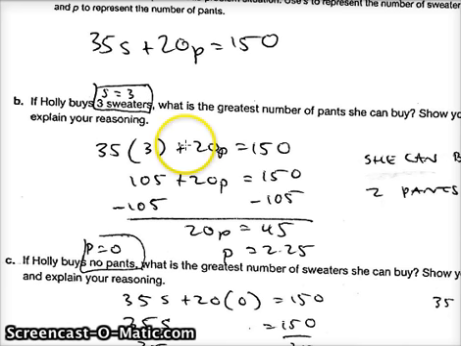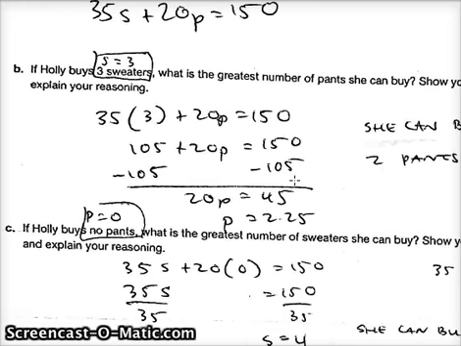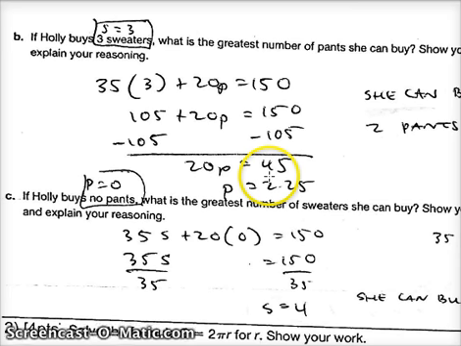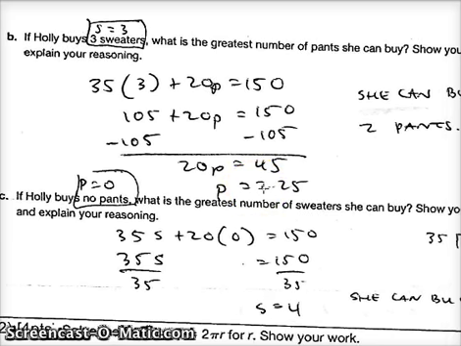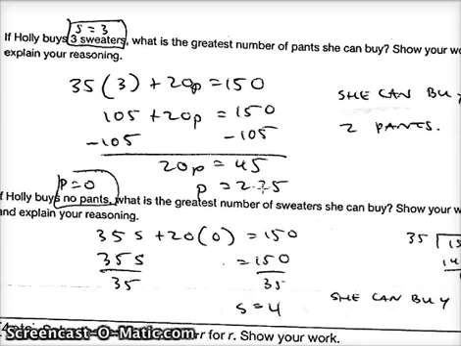So I have 35 times 3, so I'm buying 3 sweaters at $35 each. I get 105. So 105 plus 20p equals 150. Here you're just solving the equation, so you're going opposite of order of operations. So you're going to do the adding and subtracting first. So I subtract $105. That means I'm left with 20p equals $45, at $20 per pair of pants. And when you do the division, you'll get something like 2.25 pants. Now in a store you can't buy that, so you would have to round down. That means the answer is 2 pairs of pants.